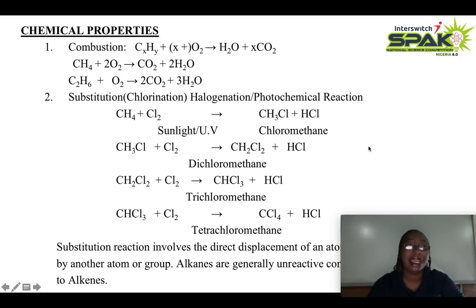One major reaction that alkanes undergo is substitution reaction, otherwise known, for this particular reaction, as chlorination, halogenation, or photochemical reaction. And that's the reaction of methane plus chlorine in the presence of sunlight or ultraviolet rays to give you chloromethane. The hydrogen will have to be substituted. All hydrogen will have to be substituted, and that's what you see in the first reaction, the second reaction, the third reaction, until here you have the tetrachloromethane, where you see that all hydrogen has been substituted.